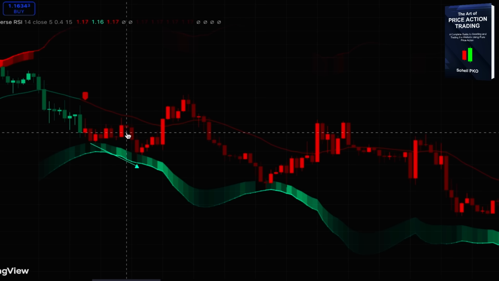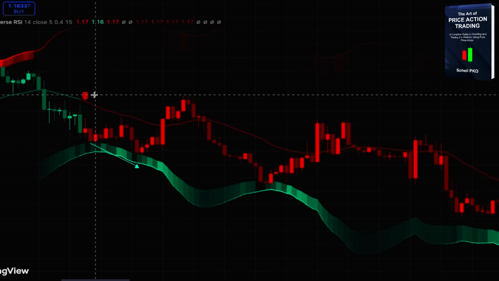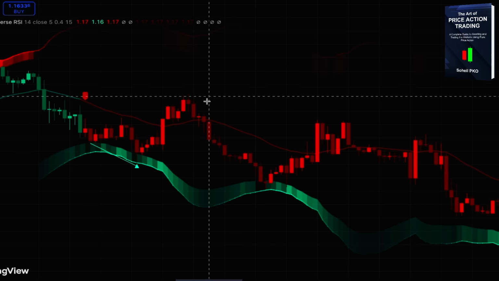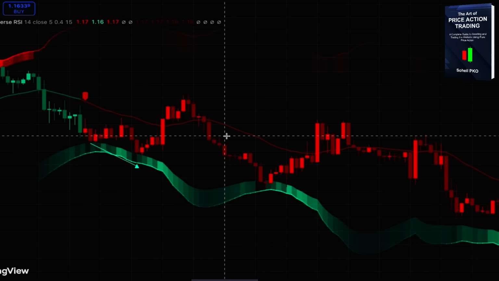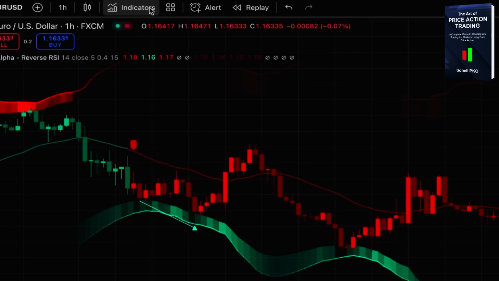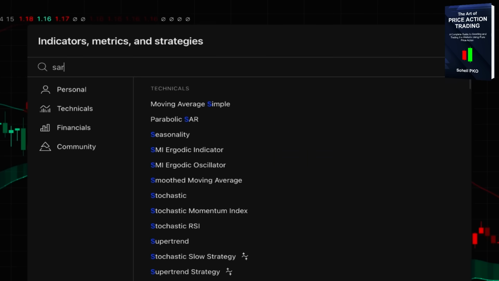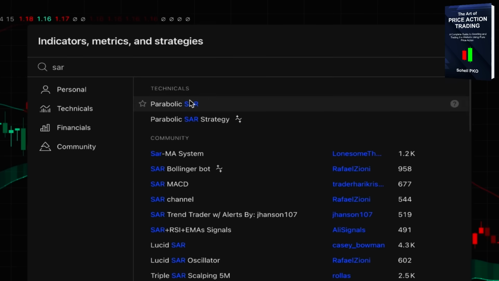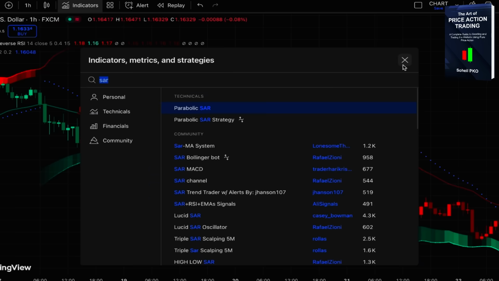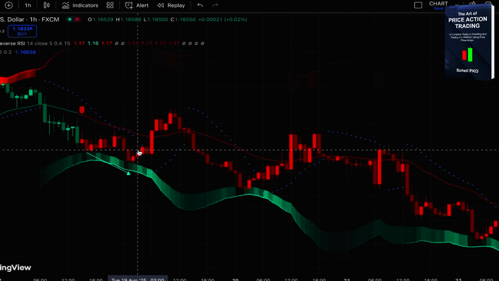So we need more confirmation to say with higher probability that the price is going to go in that direction. When we have a signal, we should wait for a pullback, and when there is a sign that the pullback ended, we enter a trade. For this purpose, here we click on indicators and search parabolic SAR, which is a built-in indicator on the TradingView platform. With the help of this indicator, we can identify pullbacks and the end of pullbacks. Let me show how you can do it in practice.